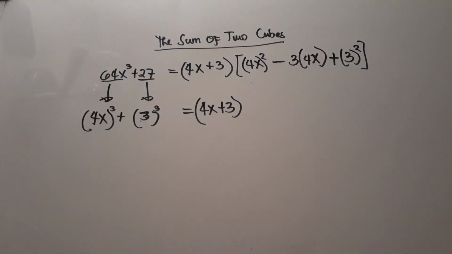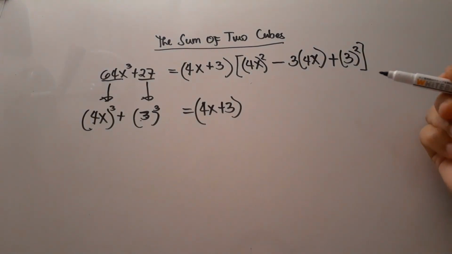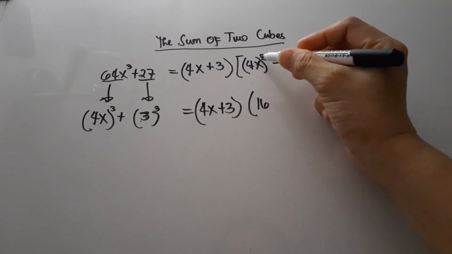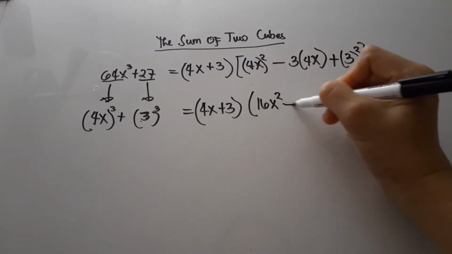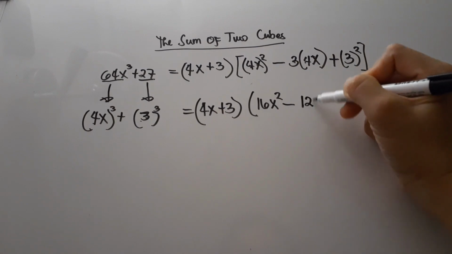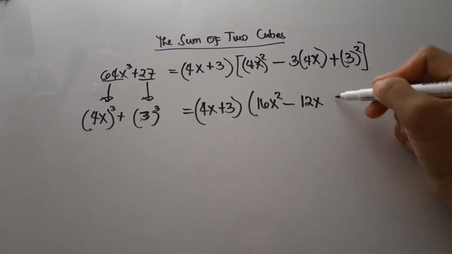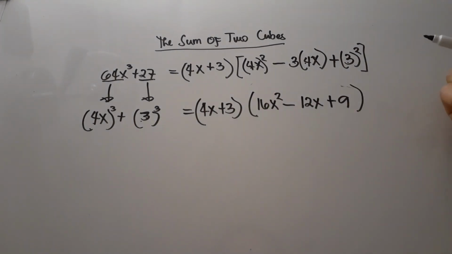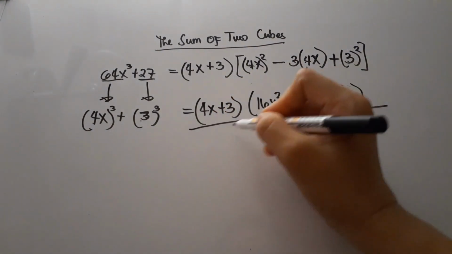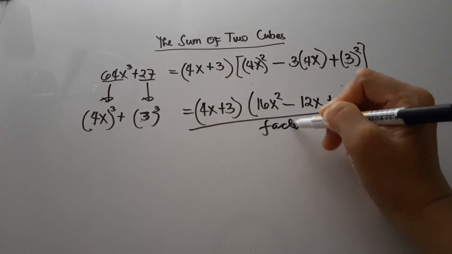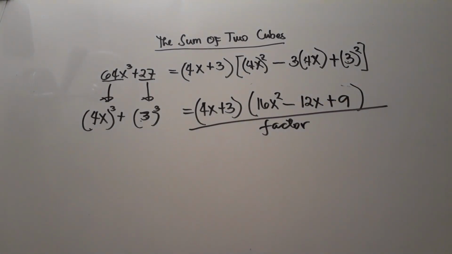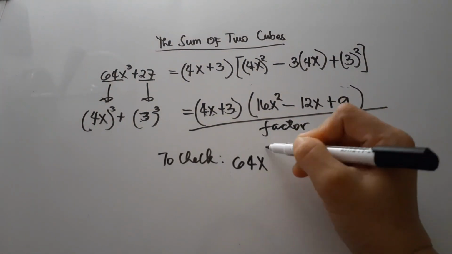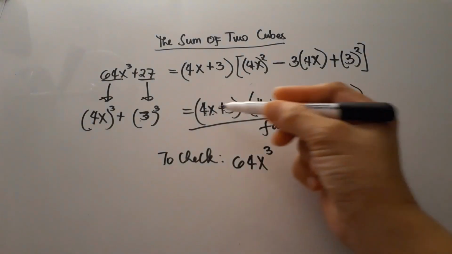Then remember the rules of exponent, we square 4x, so we have 4 times 4 becomes 16x squared. 3 times 4 becomes 12. 3 times x becomes 12x, and we have 3 times 3 becomes 9. And this is our factor. You will know that your answer is correct by checking using the multiplication process.